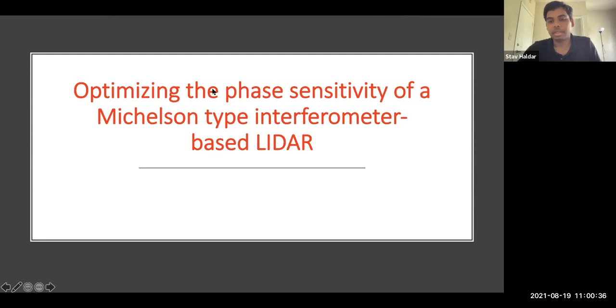The exact setup that I'll be talking about is a Michelson type interferometer. It's a Michelson interferometer that is being used as a LIDAR, and then we'll try to see how you can get the best phase sensitivity out of it.